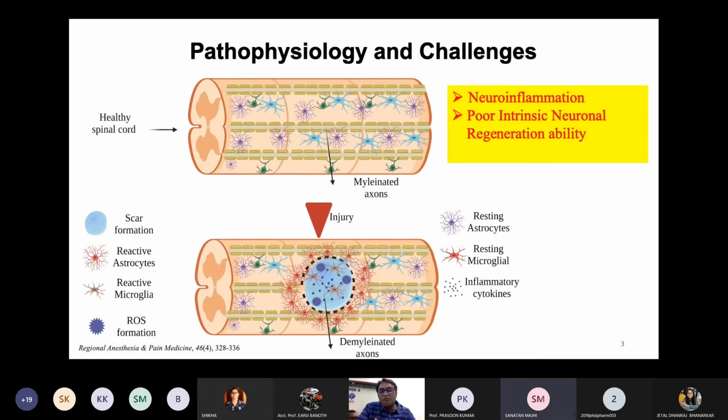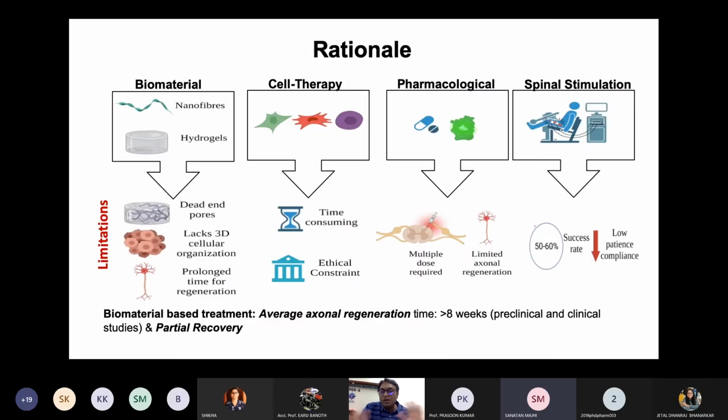So from various literature, what we got to know is that neuroinflammation is one thing which we need to tackle. The other thing is that they have very poor intrinsic neuronal regeneration ability. There are a plethora of approaches going on, and it has been seen that the most common approach even clinicians adopt is the pharmacological one.